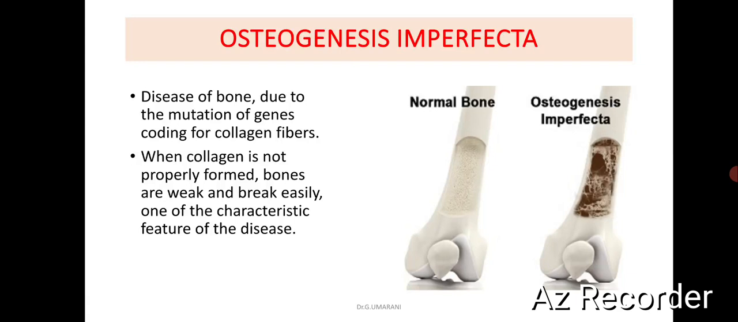Next is osteogenesis imperfecta. Here in this image you can observe the normal bone and the osteogenesis imperfecta bone. It is a disease of the bone due to mutation of the genes coding for the collagen fibers. So when collagen is not properly formed, bones are weak and break easily. It is one of the characteristic features of this disease.